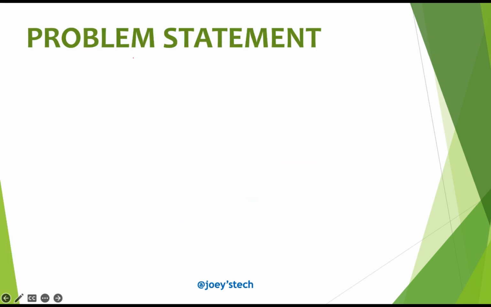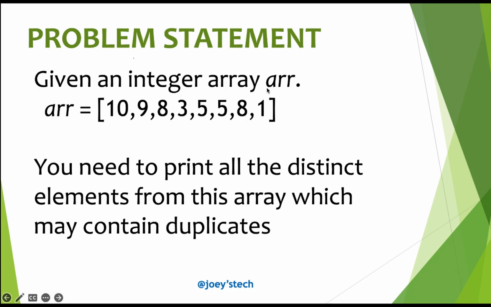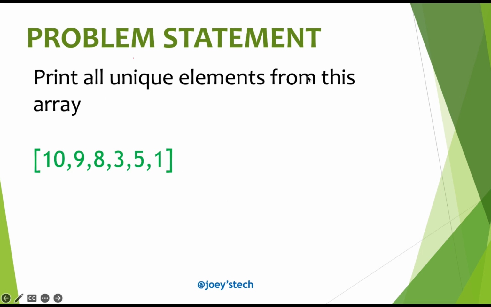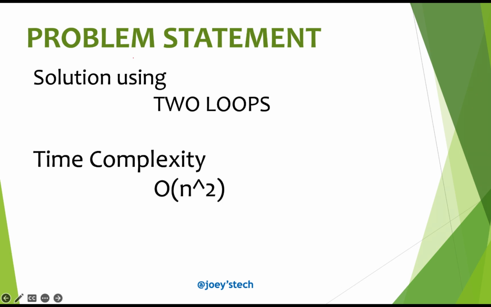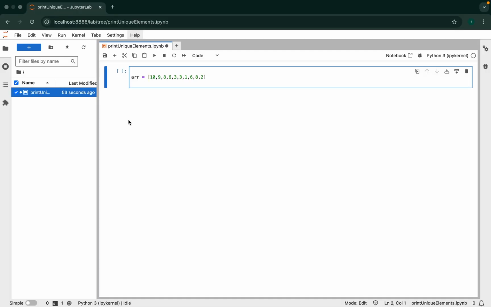The problem statement of printing unique elements from an array is very simple. It says, given an integer array ARR, you need to print all the distinct elements from this array which may contain duplicates. So you need to just print all unique elements from this array. And in this video, we will solve this problem using two loops so that the time complexity comes out as order of n squared. So let's begin.